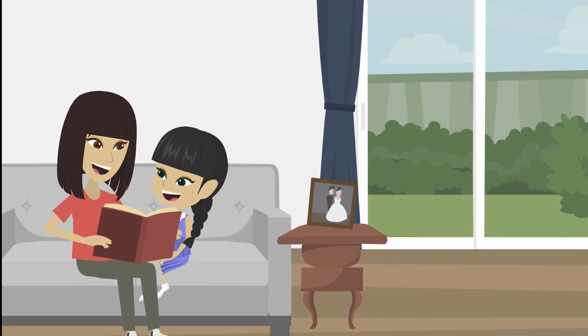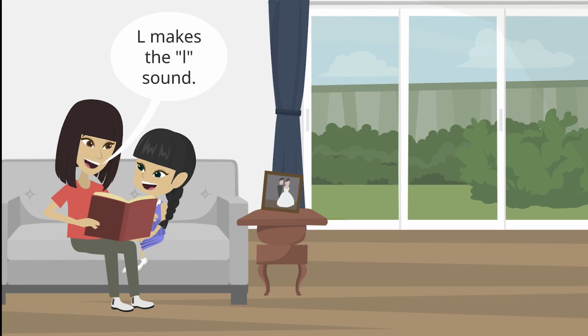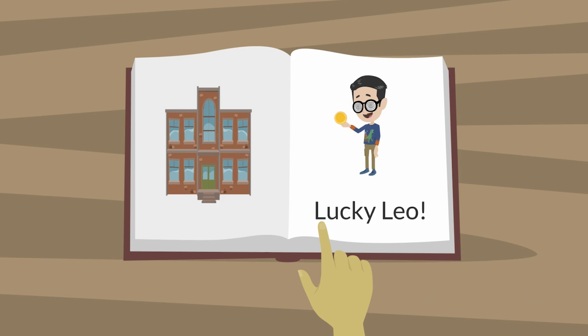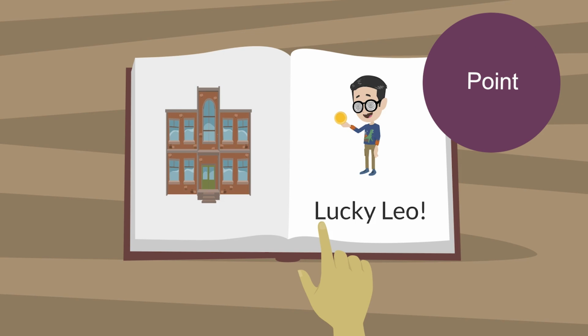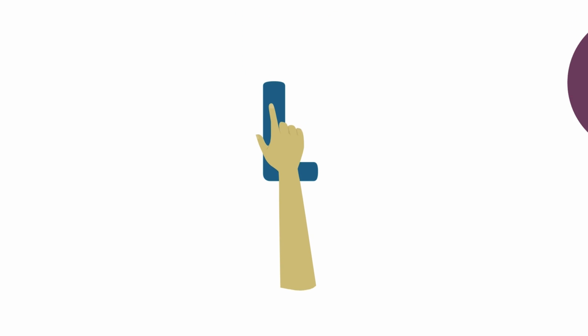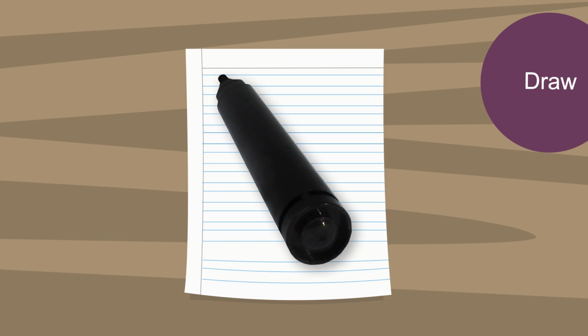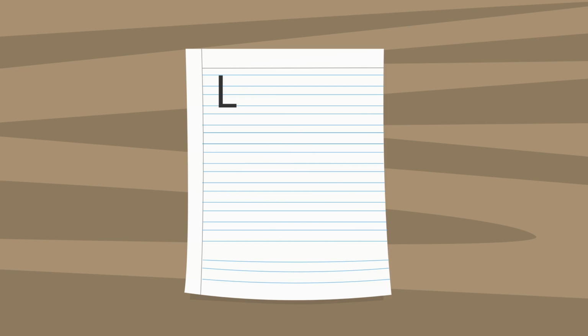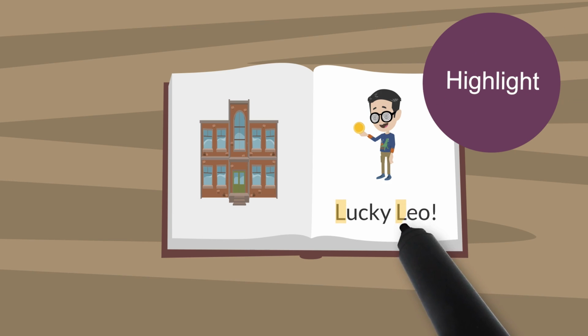You can also encourage your child to see the sound by using letters. Tell your child that the letter L makes the "ul" sound. Point to the letter L as you read together or see it on signs. Trace letters with your finger, count the letters, draw letters in the air or on paper, or highlight the letter in words with a marker.